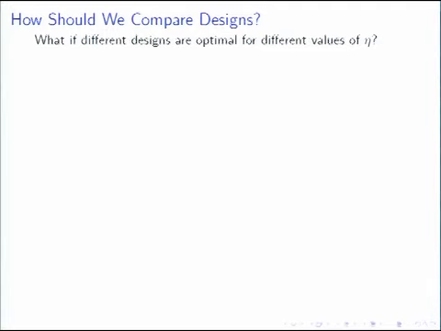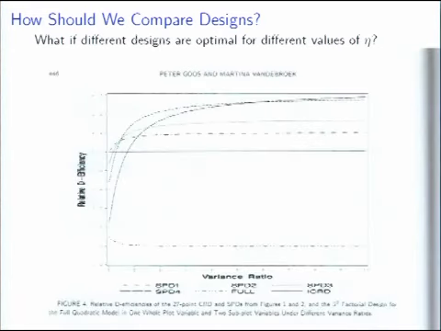So how should we go about comparing designs? Let's say we've constructed designs by all three methods, or by whatever methods. We've got some candidate designs. How do we go about comparing them if different designs are optimal for different values of eta? Well, what you might do is to look at the relative efficiency, or the efficiencies in some sense, as the ratio of variance components increases. For example, this is taken from Peter and Martinez's first paper. You can see some different designs are optimal for different values of the variance components.